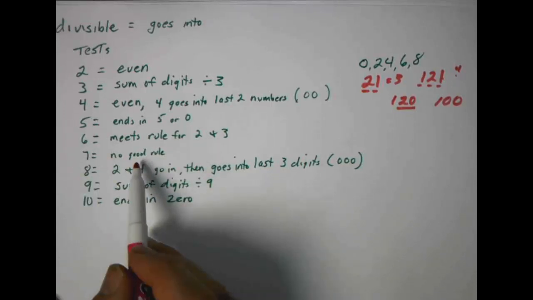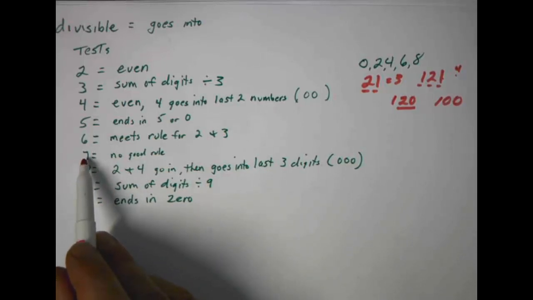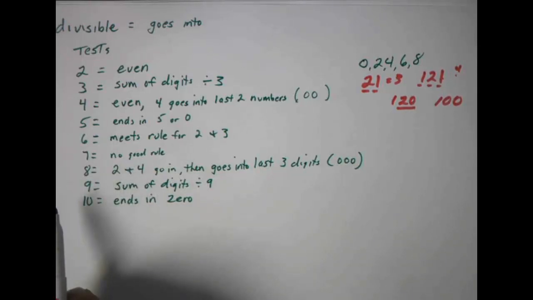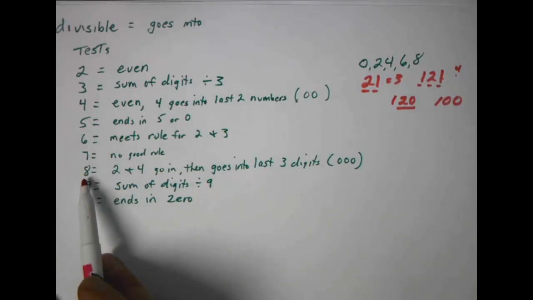There's no good rule for 7, so we just kind of skip that. We can do it on our calculator if that's what the book asks us to check on. There is one, but it's kind of complicated, so we just kind of skip it in most math circles. Number 8.